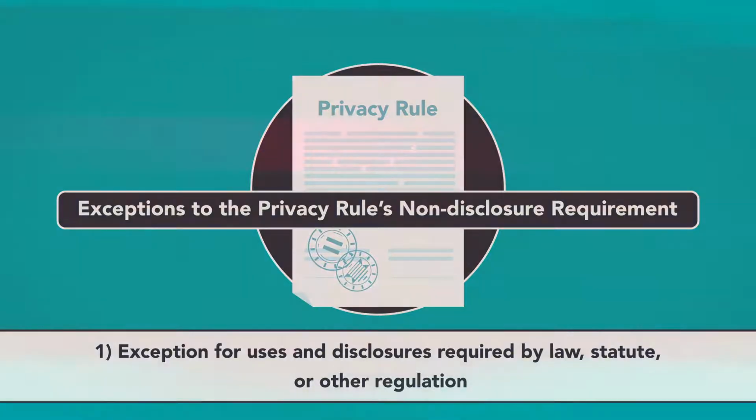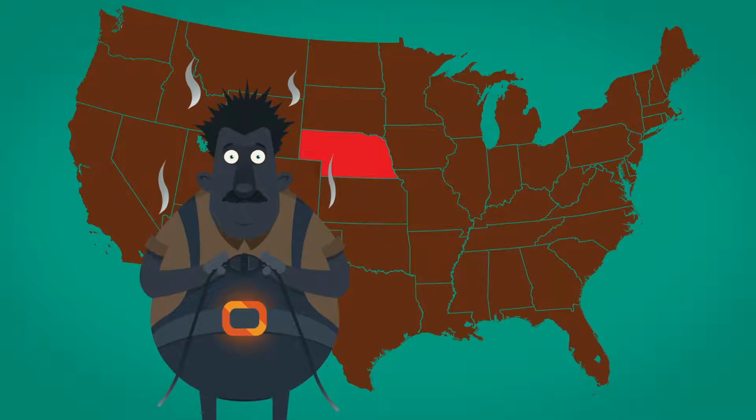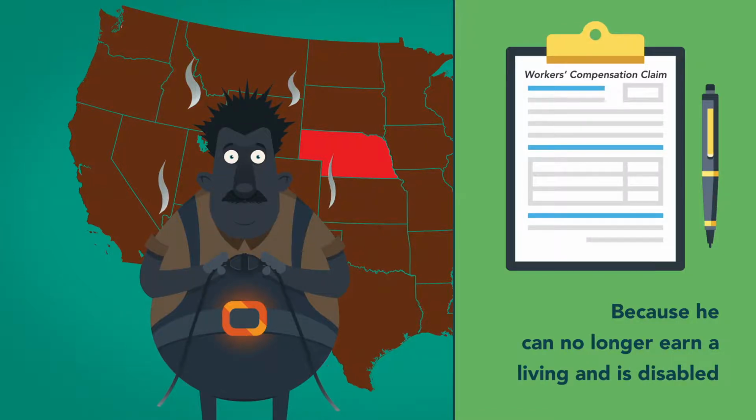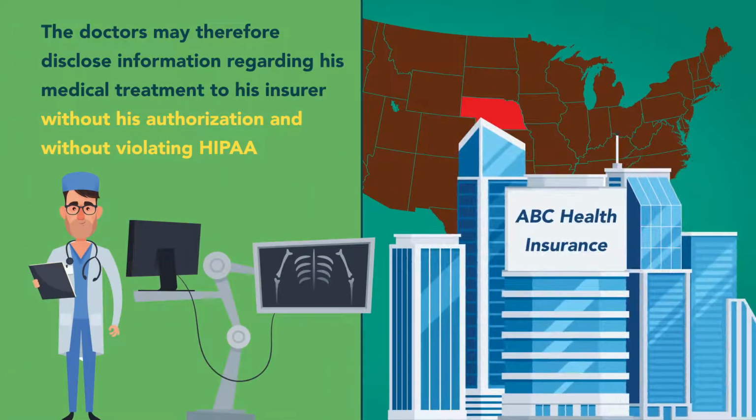For example, assume that an electrician living and working in Nebraska suffers a debilitating injury. He then files a workers' compensation claim because he can no longer earn a living and is disabled. Nebraska requires healthcare providers to provide insurers, upon request, with an injured worker's medical records that relate to treatment or hospitalization for which he seeks compensation. The doctors may therefore discuss information regarding his medical treatment to his insurer without his authorization and without violating HIPAA.